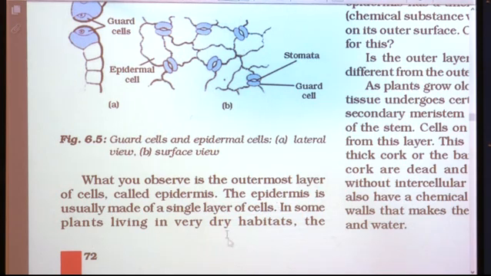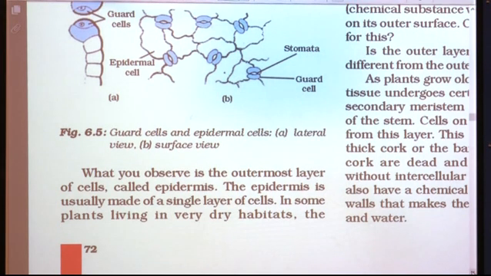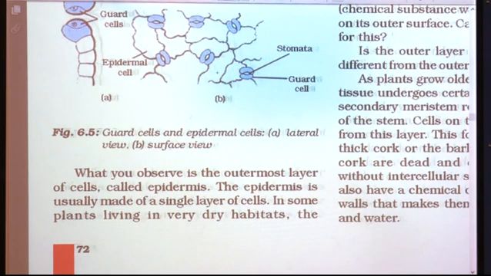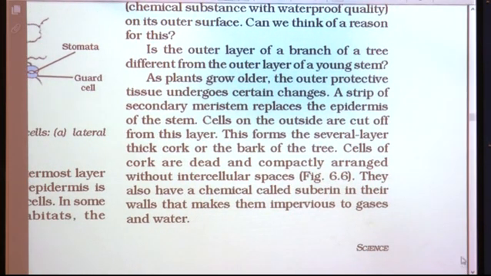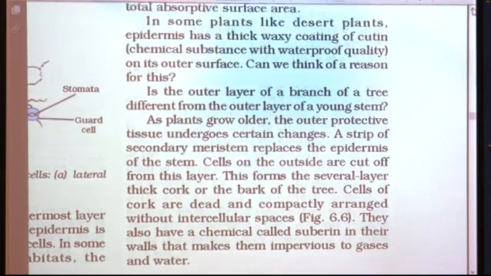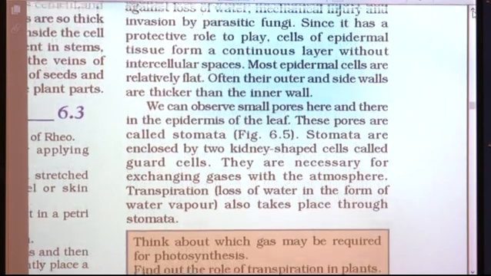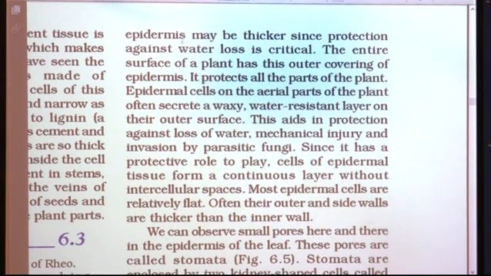In some plants living in very dry habitats, dry habitats means in the deserts, we find that instead of one single layer, there are many layers of epidermal cells. This is for the plants which live in the dry areas, and there the epidermis may be thicker since protection against water loss is critical. Dry habitat means there is more temperature and water loss is very critical. So for protecting the plants from this water loss, there is thick epidermis instead of a thin epidermis.